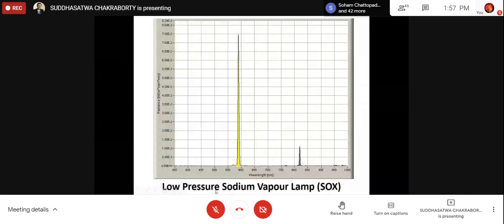This is called the sodium D line. D stands for double peak. One is at 589 nanometer, another one is at 589.6 nanometer. That is what we call the sodium D line. There is also a peak in the IR region, but so far as a light source is concerned, it is not that important. But this is a monochromatic source.